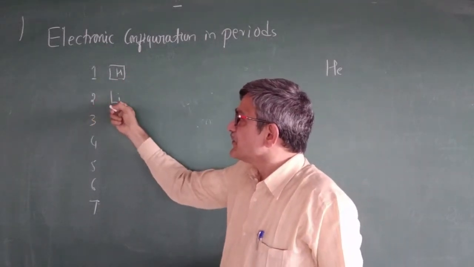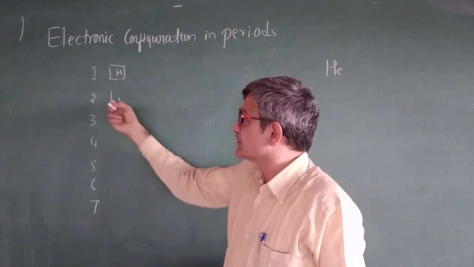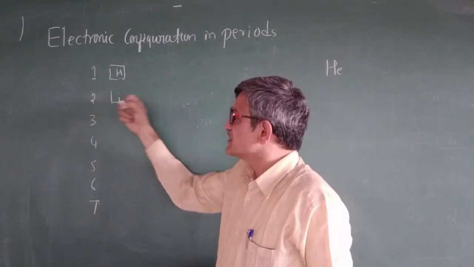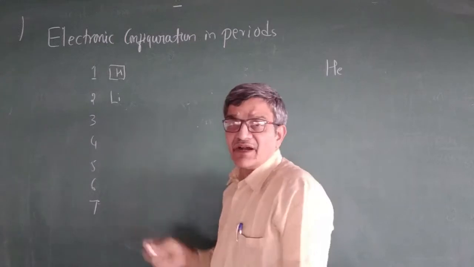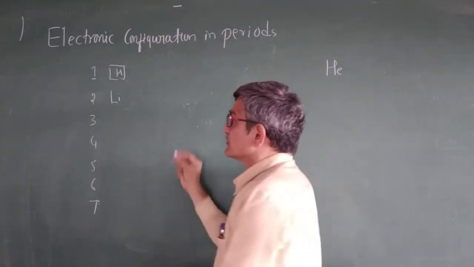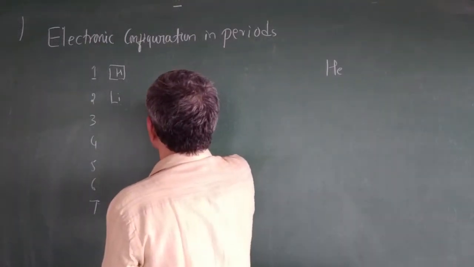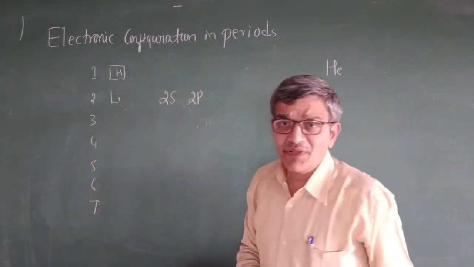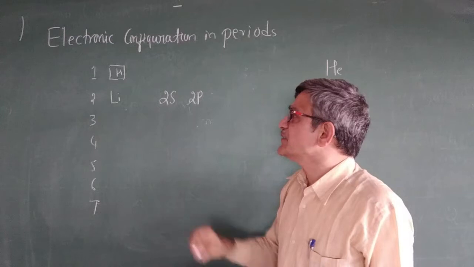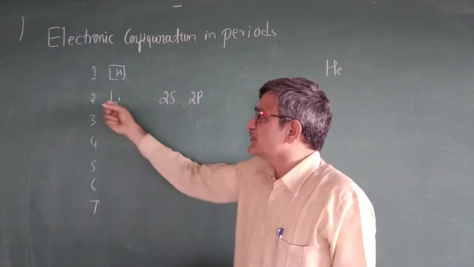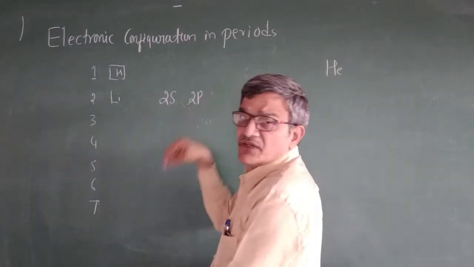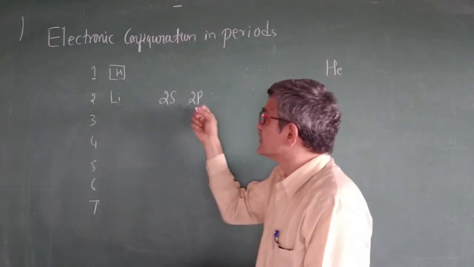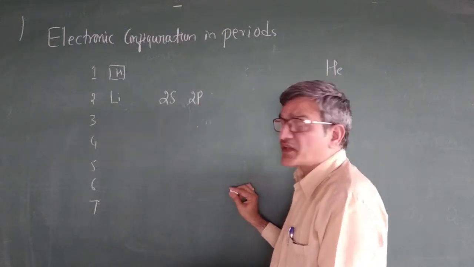In the second period we have 2s. It starts from lithium, and here we have 8 elements. That belongs to 2s and 2p. How many elements are there in a period can be calculated by knowing in which orbitals, that is the energy level, the electrons are entering.